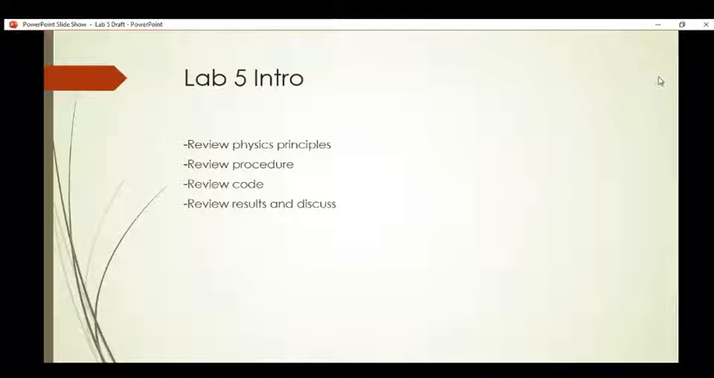For my lab 5, I chose to analyze an object thrown upwards with some initial velocity. In this lab, I will first go over the physics principles behind it, then I will go over the procedure I used, I will then go over the code I used, then I will review the results and discuss.